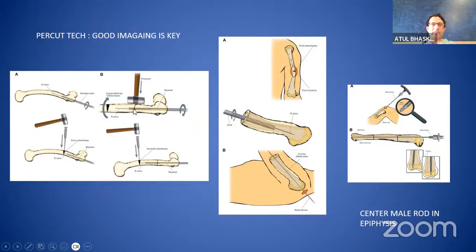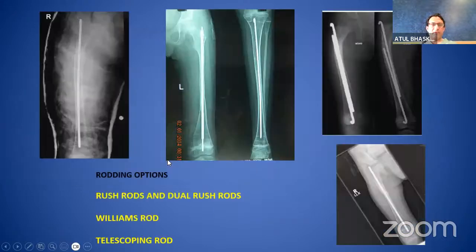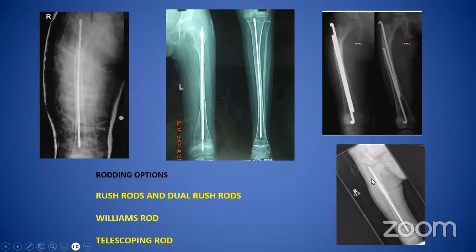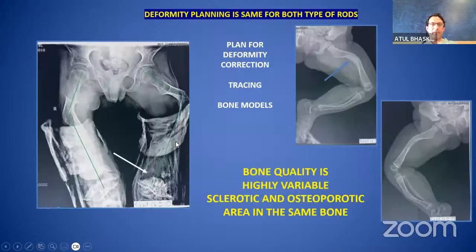The key is to get the rod in straight so that there is no deviation when the rod enters the epiphysis. Now there are several options available. We've been doing a Rush nail, we've been doing FD nails, and the dual Rush rod was described by Dr. Benjamin. I have not done that. The Williams nail we were doing when we were doing the fellowship. So as long as you get the bone straight, it doesn't matter what nail you use, but it must follow the principles. And like I said, planning becomes important.